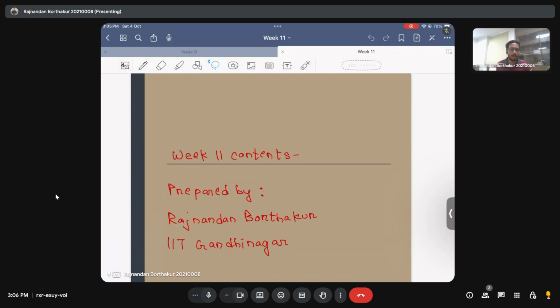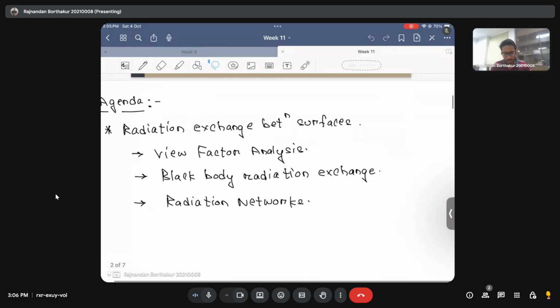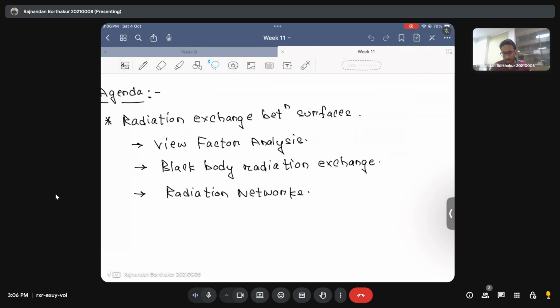So this is week 11 of the discussion hours, and today we will begin from where we left off last week. We were looking into radiation exchange involving real surfaces, and as I said in the previous week, we will look into a very important aspect of radiation heat transfer today, which is nothing but the view factor analysis, as you can see from your screen. And we will proceed from this.